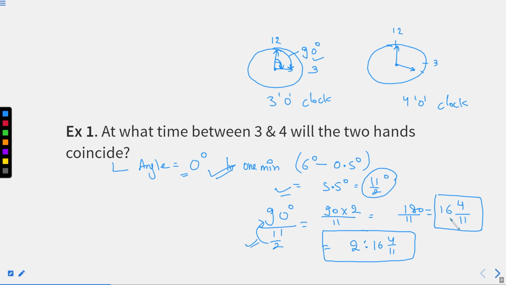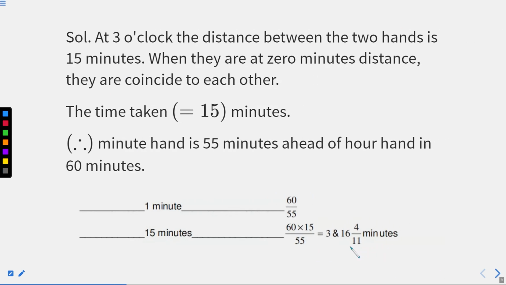That is 16 minutes and 4 by 11. 16, 4 by 11 minutes. This is the answer. And this is after 3 o'clock. Sorry. So it will be 3, right? 3 and 16, 4 by 11. This will be our answer. So if we look at this, you'll get this as well, right? 3 and 16, 4 by 11.